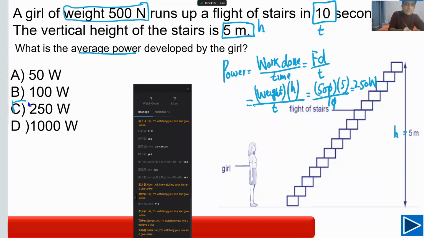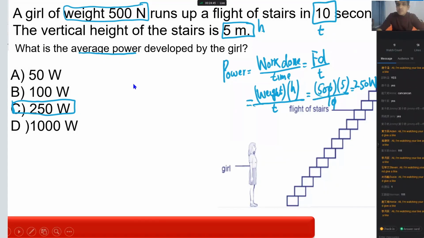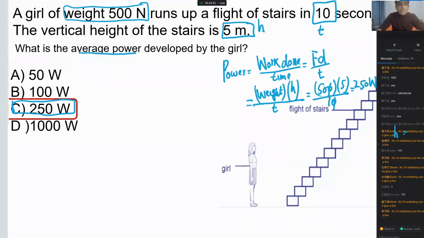So it means the answer for this problem is C. So this is our final answer for this problem. So this is how you can approach. So C is the answer. Let's move on to next now.